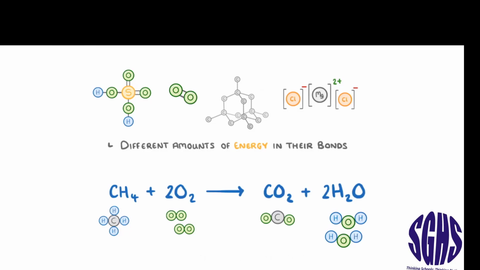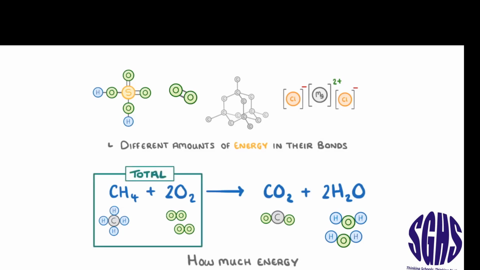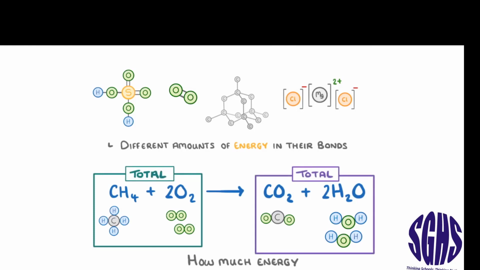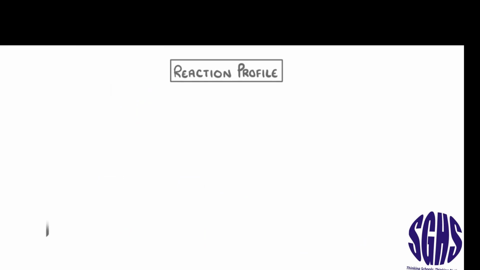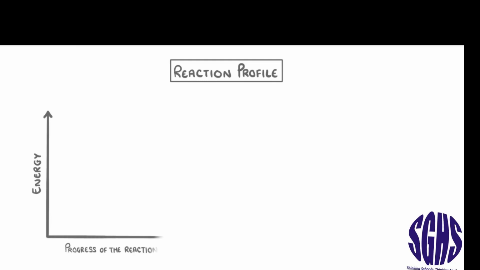What's important to us, though, is how much energy all of the reactants have in total, compared to how much energy all the products have in total. In this particular case, the products would have less energy than the reactants. And we can show this on a reaction profile, where the y-axis is the total energy of the molecules, and the x-axis is the progress of the reaction.